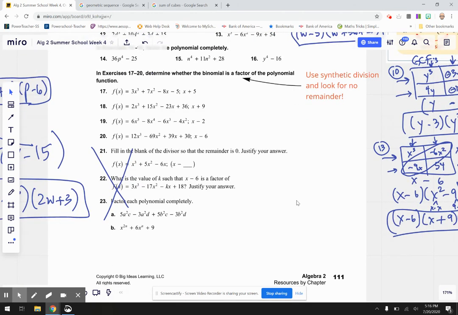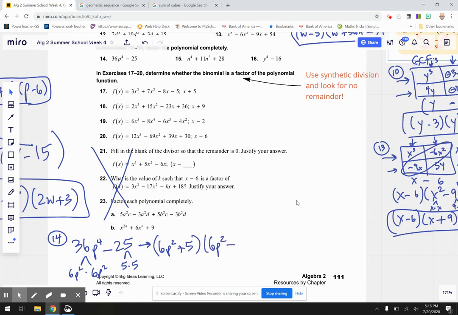Okay, so we always want to look for a greatest common factor if possible. I'm going to do 14 down here at the bottom. So we have 36p to the fourth minus 25. This one is actually no GCF. It is a difference of squares, though. 6p squared times 6p squared would make 36p to the fourth, and 25 is 5 times 5. So your best answer would be 6p squared plus 5 and 6p squared minus 5.